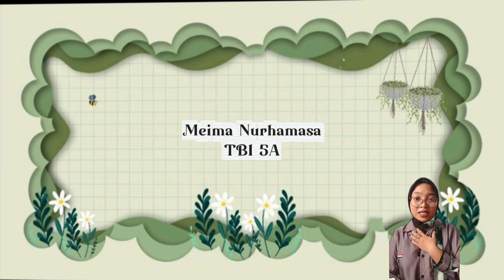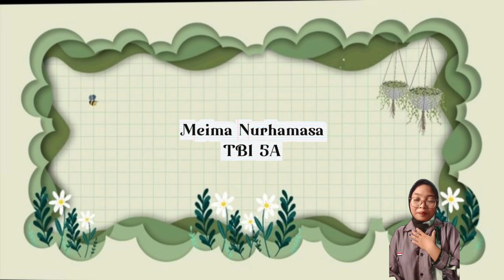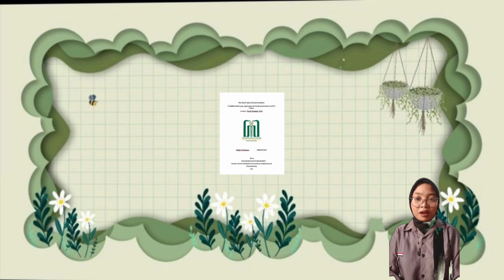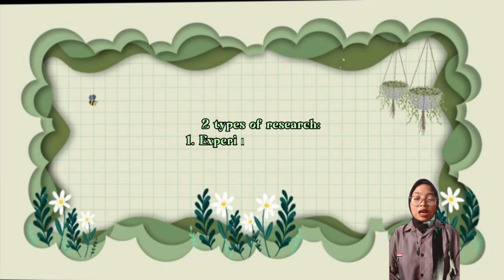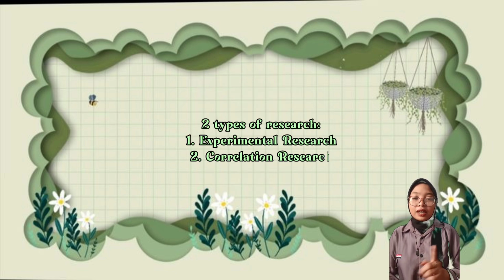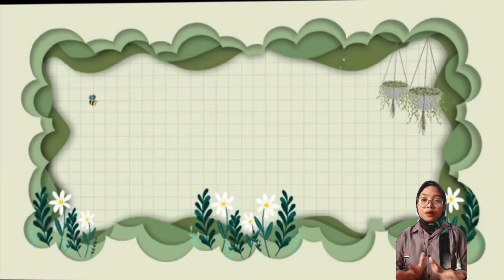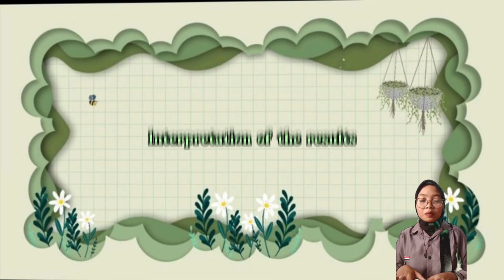My name is Manuel Masa and I am from TBI 5A. In this video, I would like to present my final project for the course Research Statistics in ELT. This project consists of two types of research, namely experimental research and correlation research. I will explain the title, context, data analysis, and the interpretation of the result.